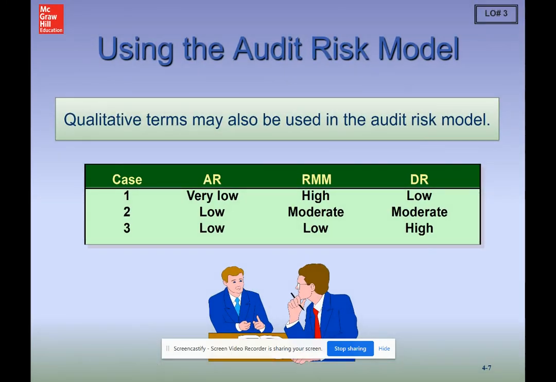So let's think about it in these terms. We can use qualitative terms. What do they mean by qualitative terms? Instead of putting a number to it, 10%, 20%, 30%, and so forth, we can use qualitative terms: low, medium, high. They're using moderate instead of medium. Now you can do this for each and every account. So you will do this as a whole for the entire financial statements, but you can also do this for each account or class of transactions. So in case number one, they feel that audit risk should be very low. Remember, this is set.